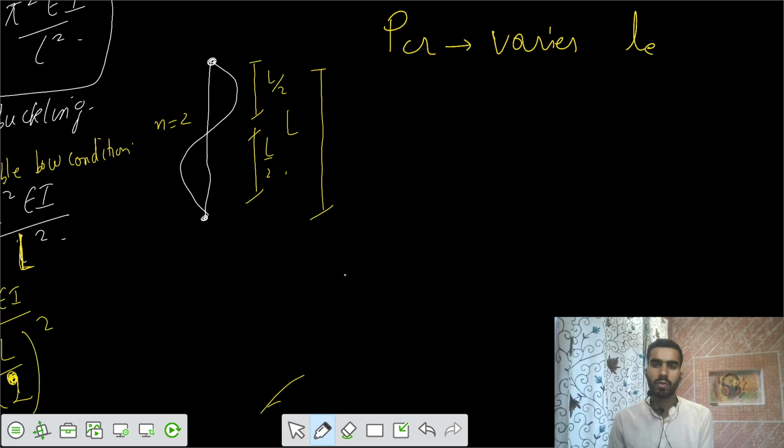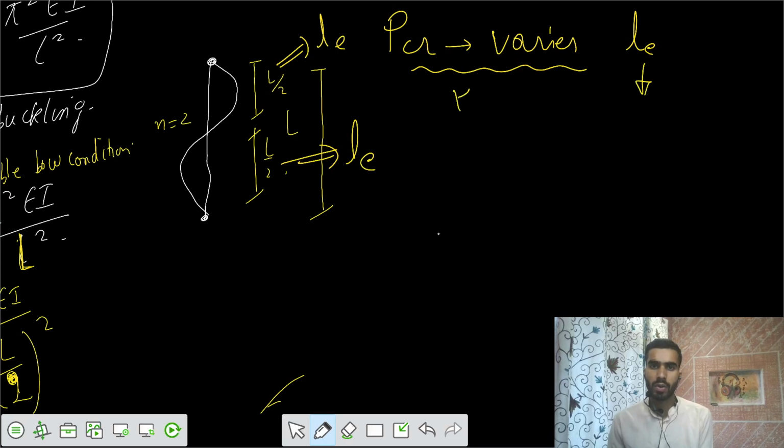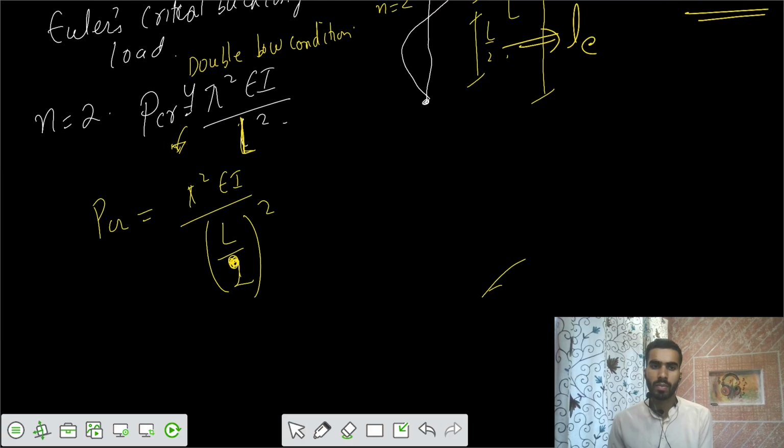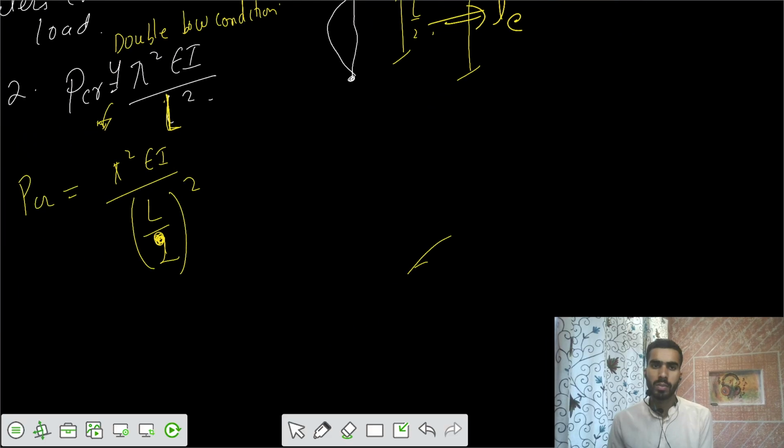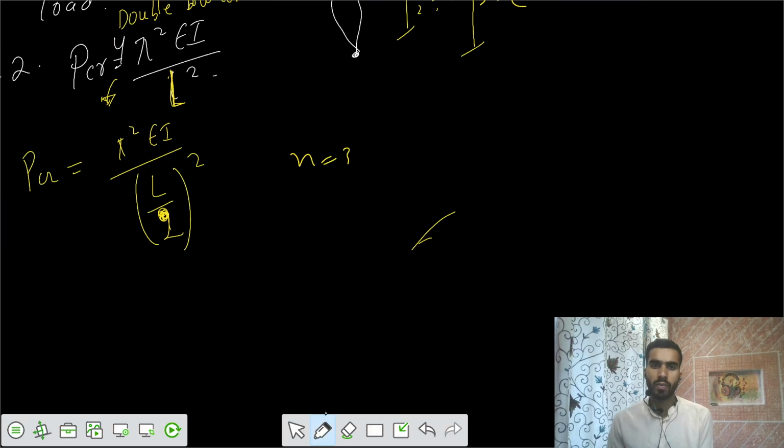We can call it the effective length. So your effective length here is L by 2. Here the length is also L by 2. Because the effective length decreases, your critical load increases. There is an inverse relation. Similarly, if you use n equals 3, we have 9 times the critical load. P_CR equals 9 times.